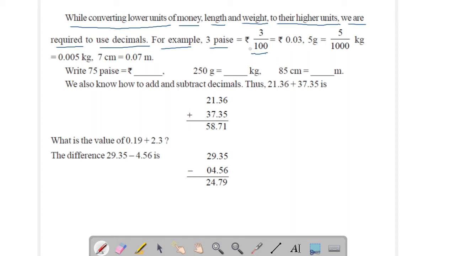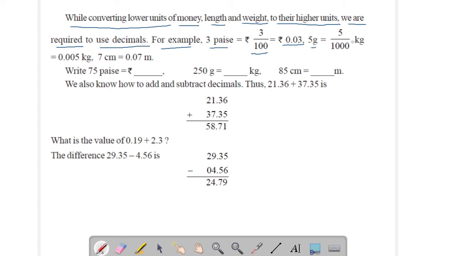In 1 paisa, how many rupees will be there? 1 upon 100. That's why 3 paisa can be written as 3 into 1 upon 100, and if you multiply it, you will get 3 upon 100, and convert it into decimal. It can be written as rupees 0.03.